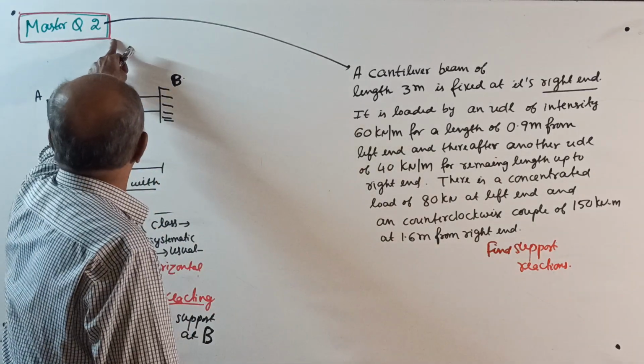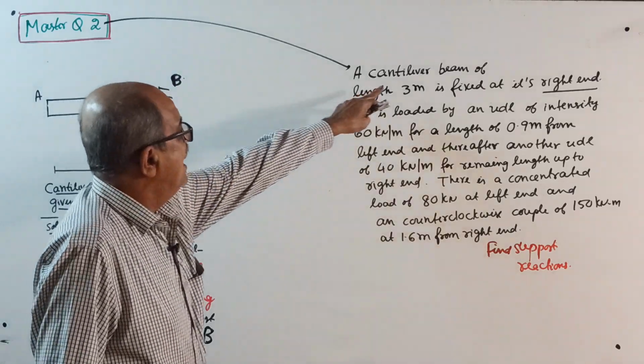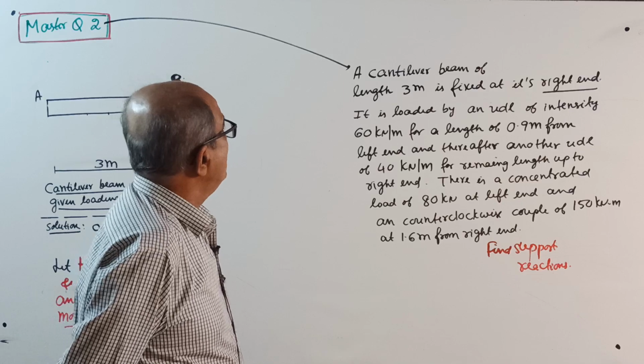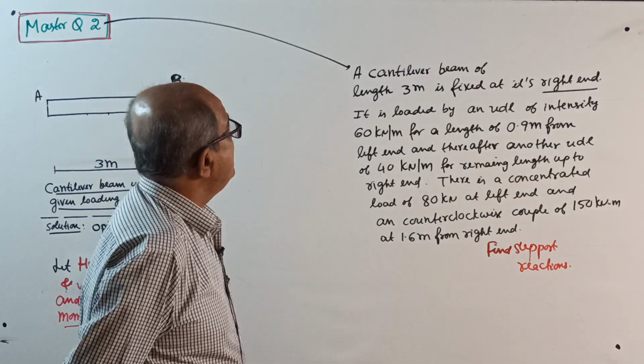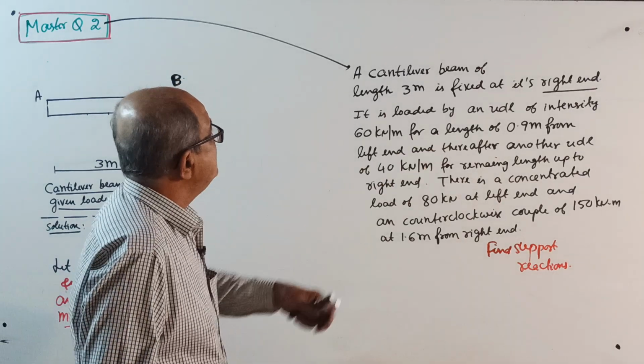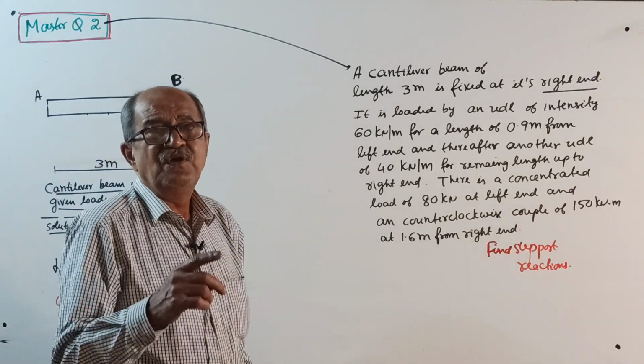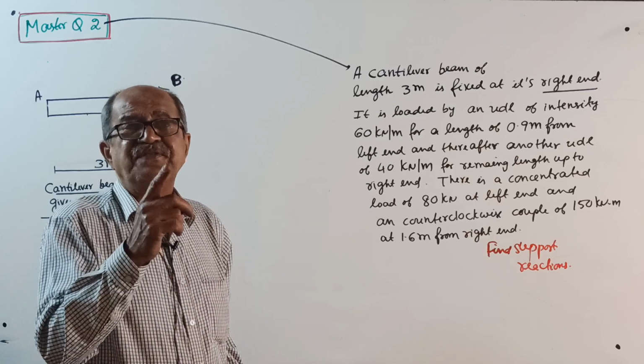See, you first write master question 2, dictated. I wrote the question here, you read it. A cantilever beam of length 3 meter is fixed at its right end. See now, fixity is at right end. Last time the fixed end was left side, now right side.